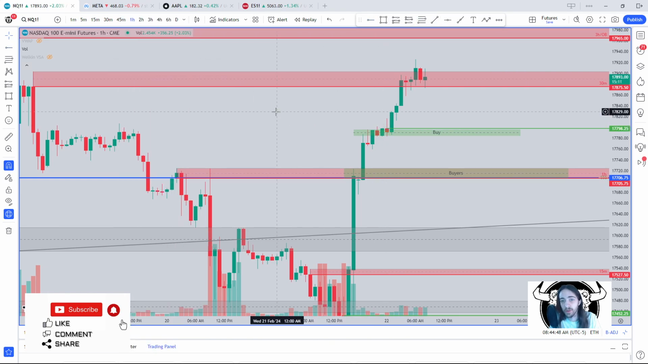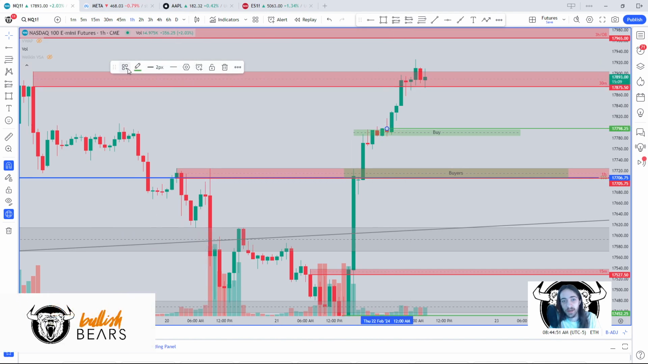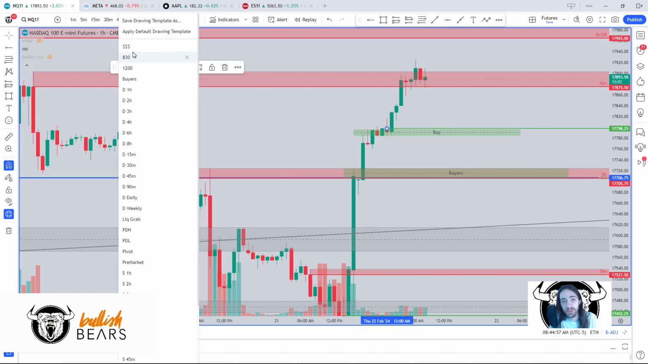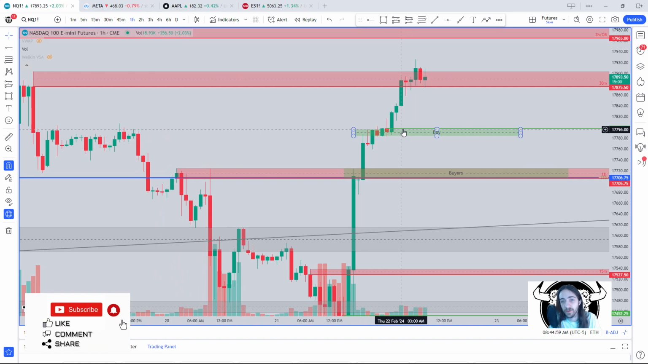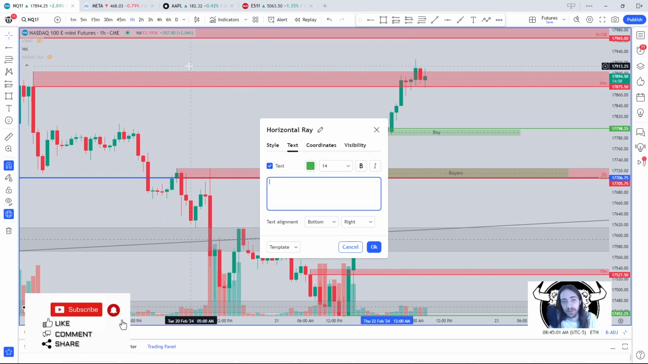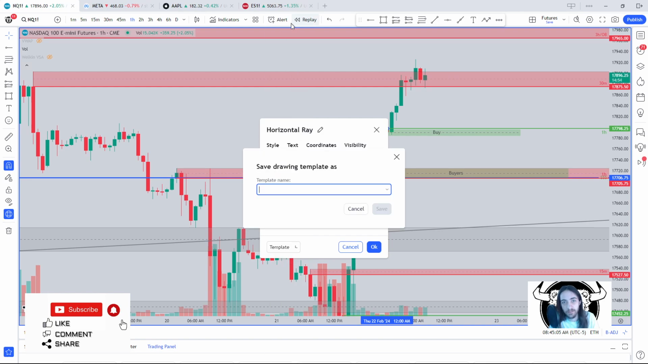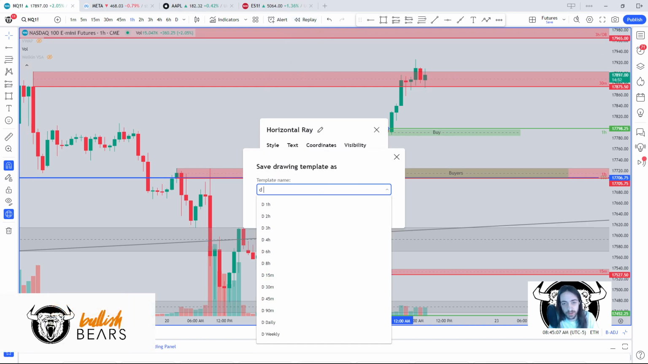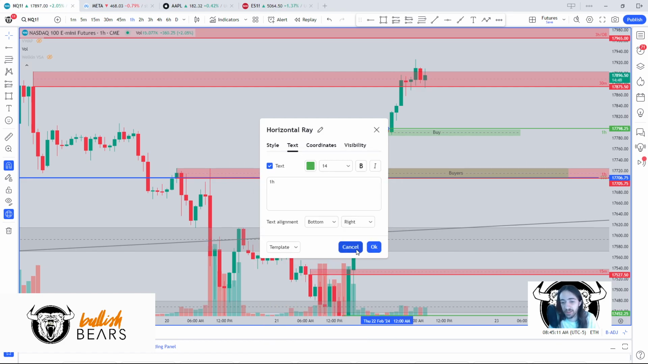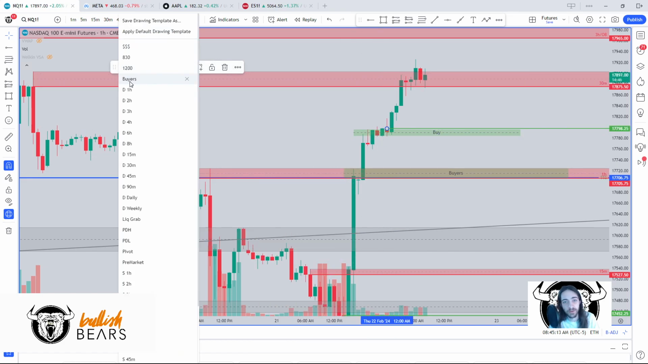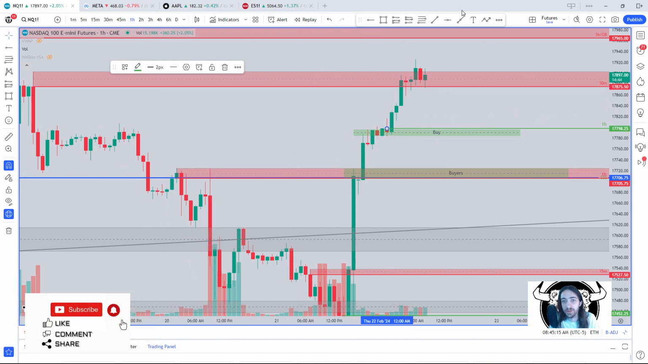And I have all of my levels, everything is saved under templates for my trend line. So horizontal ray, what you could do is you could create and save a whole bunch of different templates. So I could do 1-hour, then save as template, save D1H, right? And then you could have all the different ones so you don't have to be typing it out each time. So let's go D1H, that's my 1-hour demand zone.